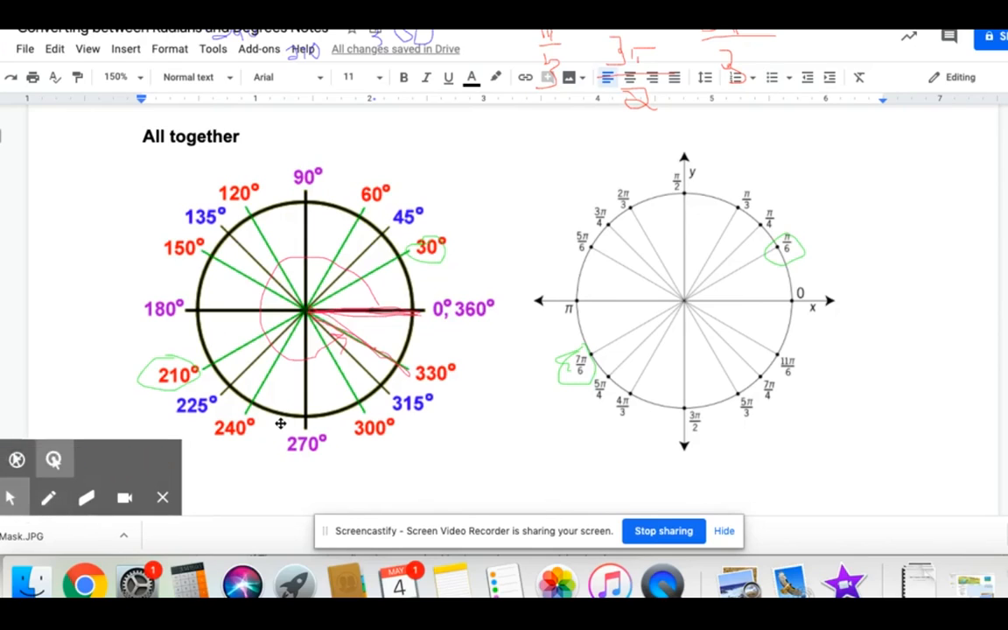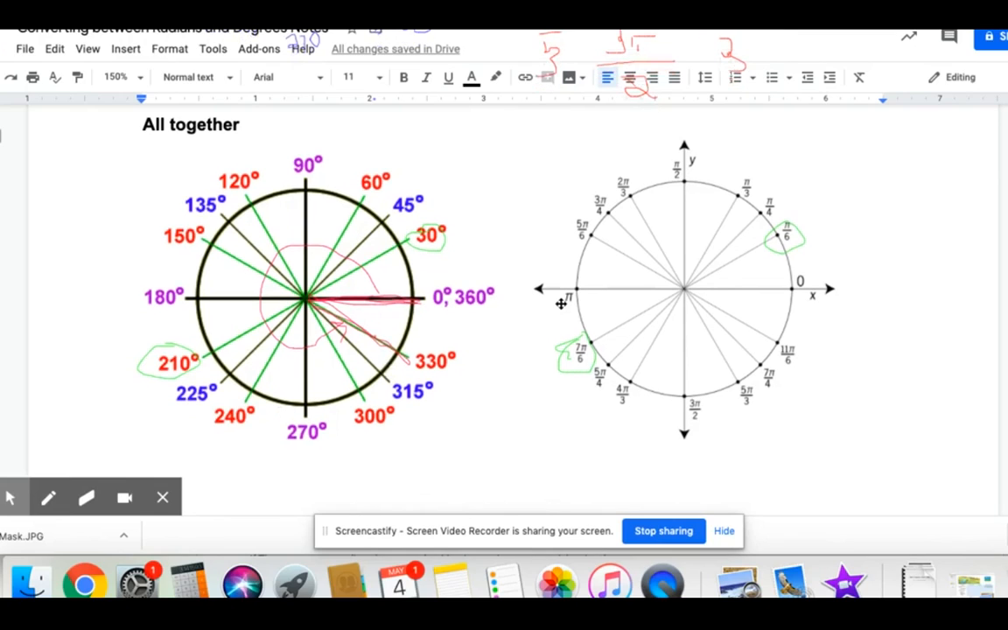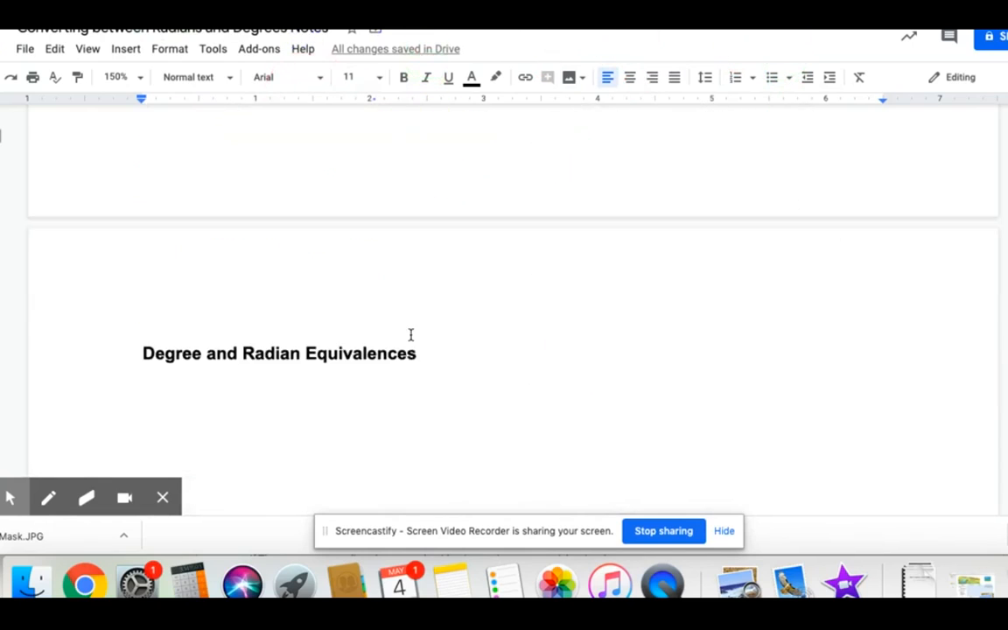And so what the worksheet would expect of you, what the test would expect of you, is to be able to convert. Like if I said something was 500 degrees, could you tell me how many radians that was? Or if I told you something was 6 pi over 4 radians, could you quickly tell me how many degrees that was without necessarily looking at this chart? And so here's how we do it.